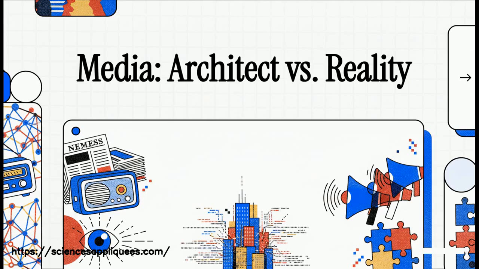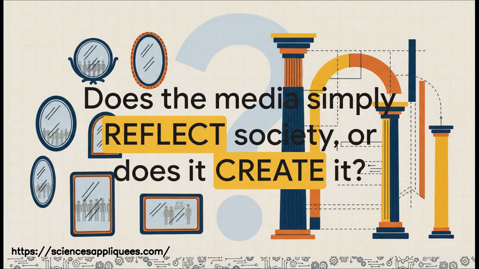Let's get into it. So this is the big one, the central question that media studies has been wrestling with for decades. Is the media just a mirror, reflecting what's already there, or is it more like an architect, actually drawing up the plans for our social world?